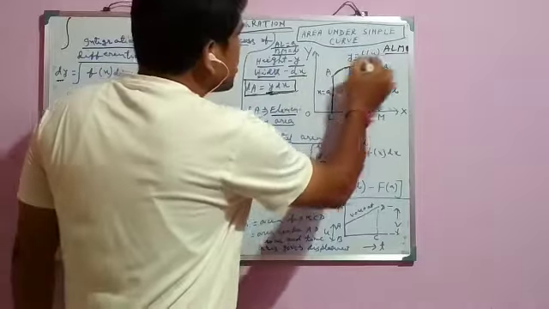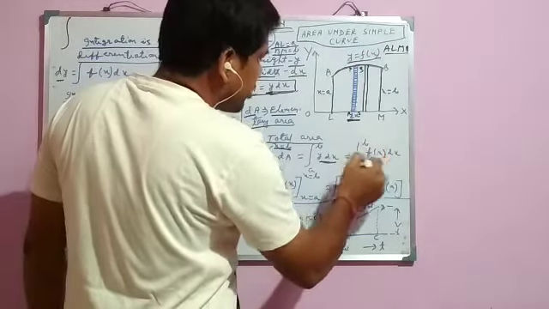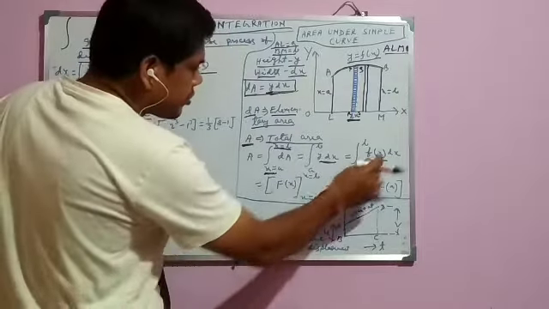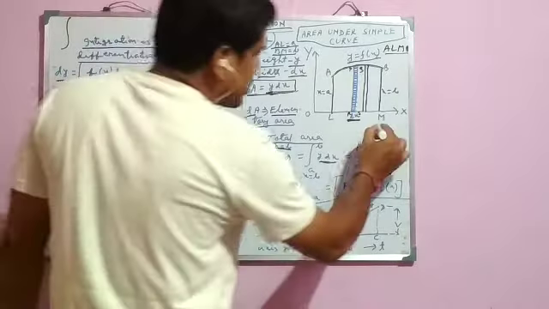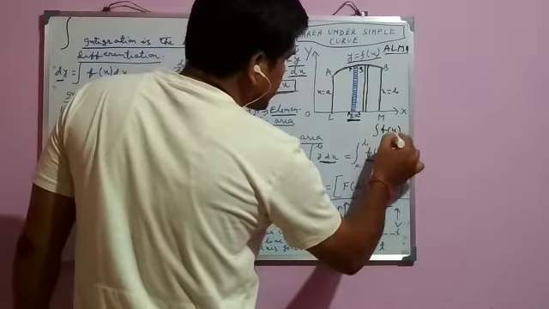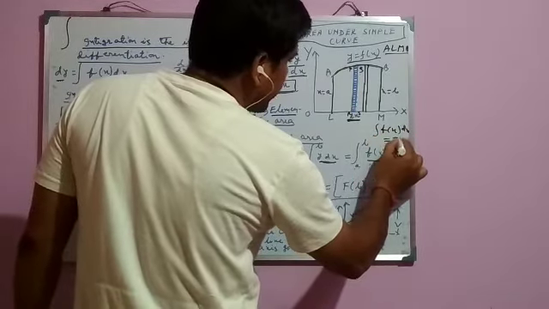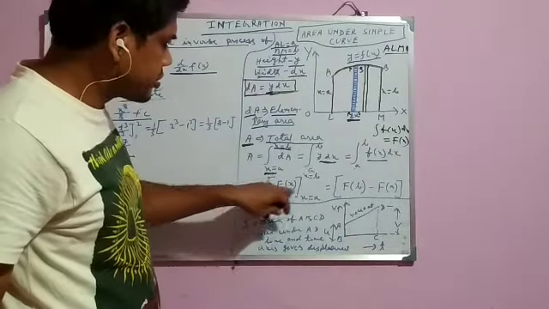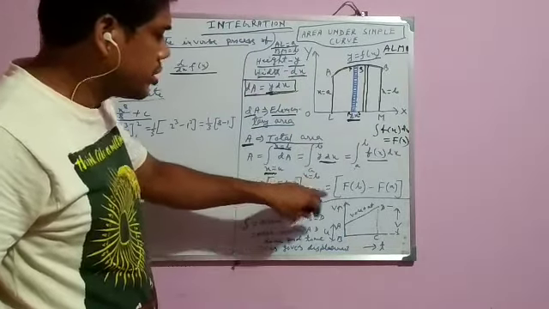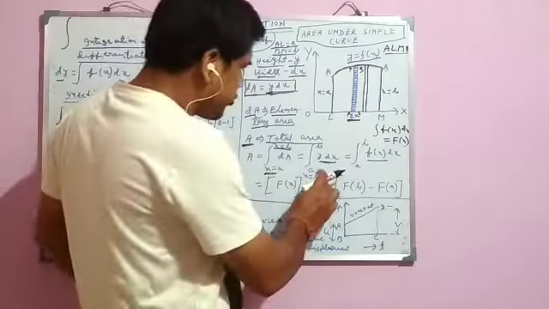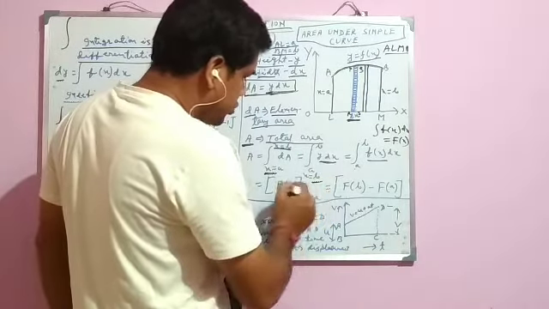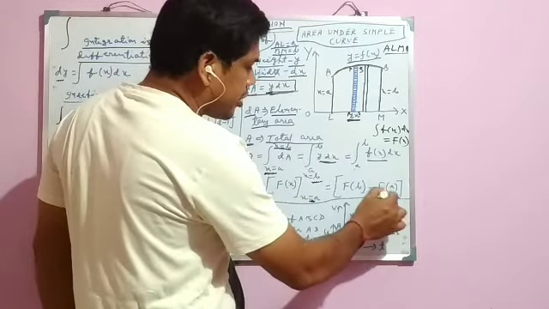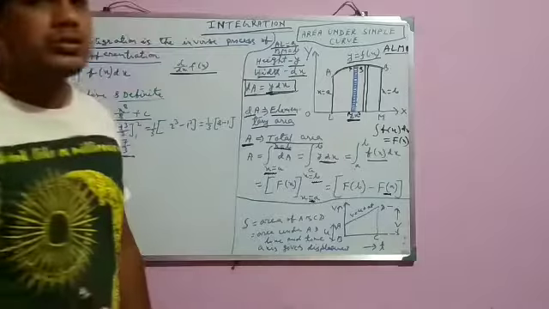Now y equals what? f(x). So in place of y, we can write f(x) dx. Using the formula, after doing the integration, we get F(x) from x equals a to x equals b. Now we have to put first the upper limit, in place of x we put b, giving F(b), and then the lower limit, F(a). So this is the value of this area.